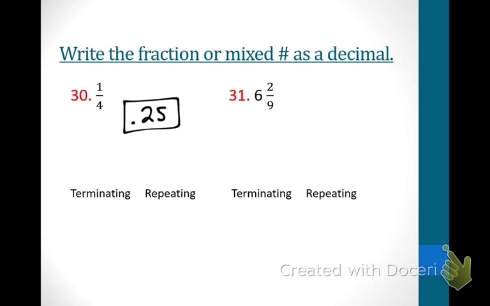Now help me out: is this a terminating decimal or a repeating decimal? Okay, why is it terminating? Because it doesn't have a line over it. Because it ended. It's not continuing to go on and on. It doesn't continue repeating. Let's go on to the next one. 6 2/9. What do I have to do before I can do anything else? Make it into an improper fraction. What is the improper fraction?